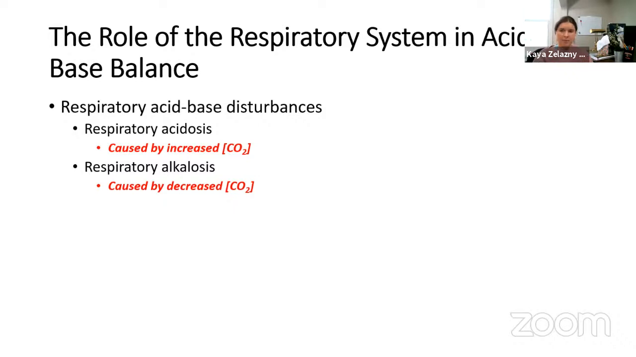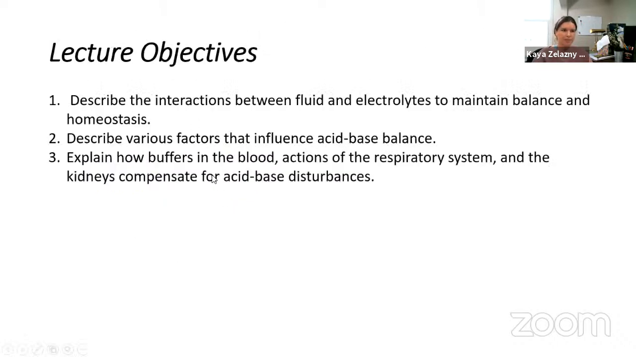Or if you have the opposite problem, if you're breathing out too much CO2, say you're hyperventilating, breathing out lots and lots of CO2, that would be respiratory alkalosis. CO2 isn't always bad. We do want some in our blood. So if we don't have enough, that's alkalosis. There's not enough to balance out our normal concentration of bicarbonate ions. Okay, so now we're going to move forward and talk about the mechanisms involved here.